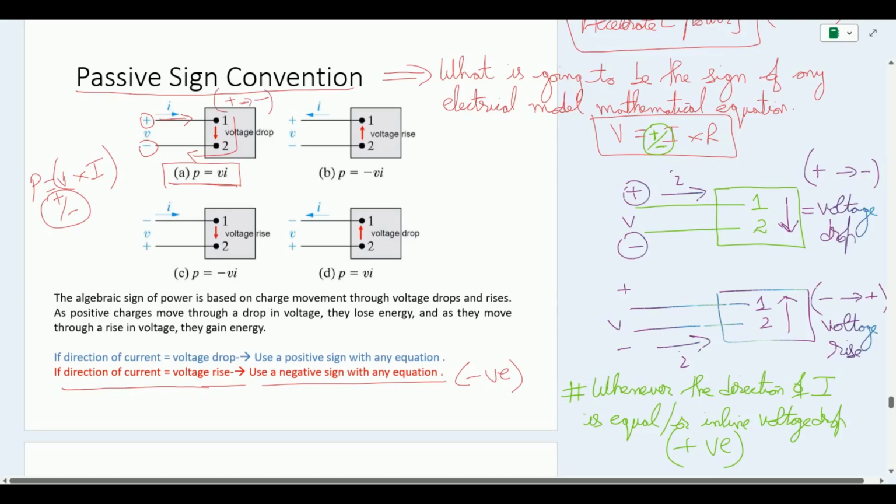So whenever this happens, the sign will be a positive one as shown over here. Similarly, let's talk about figure B. Again, we want to find the power, which is a product of voltage into current, but we want to know what is going to be the sign.